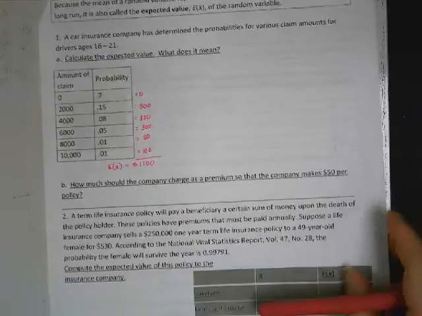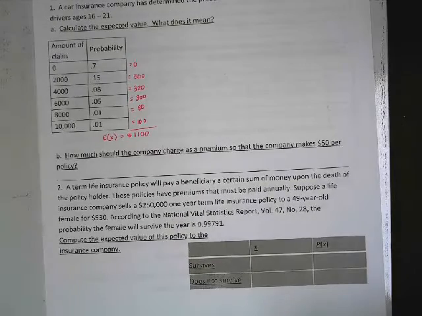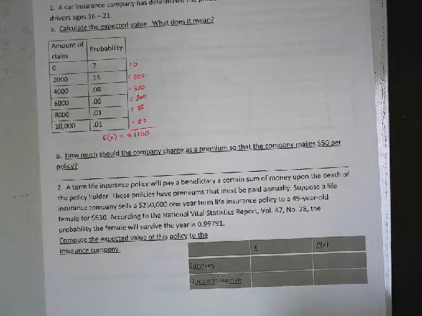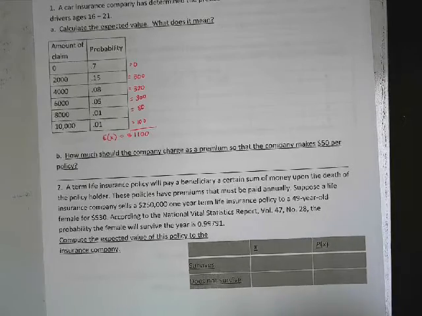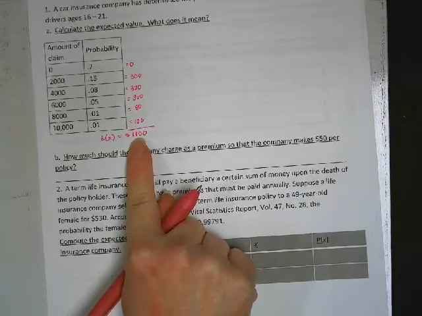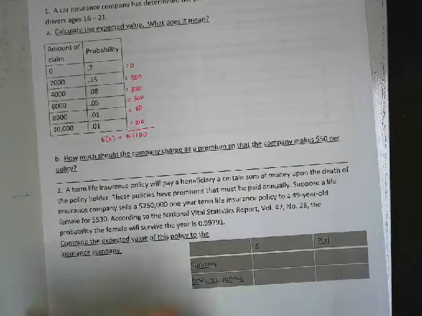How much should the company charge as a premium so that the company makes $50 per policy? Well, if they're going to expect $1,100 as their claim amount, how much should they charge so that they make $50 per policy? They're going to pay out $1,100, so they should charge $1,150.